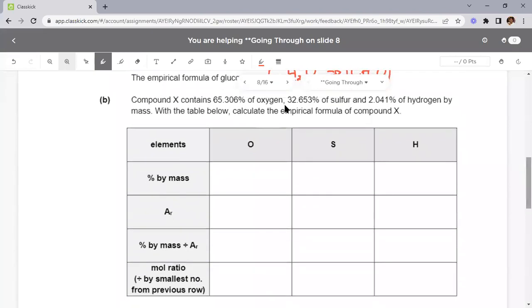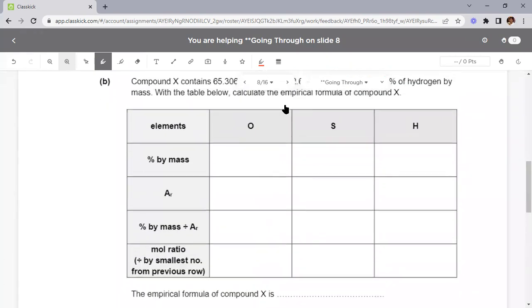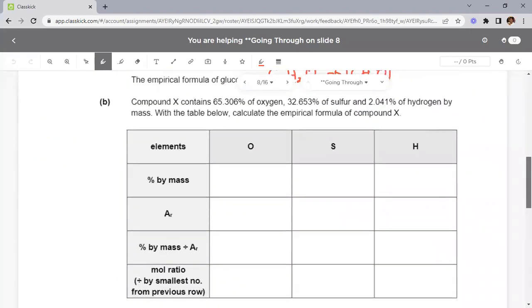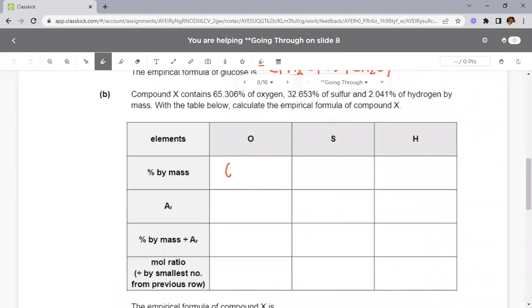Okay, so let's start doing. Let me give you another example to show you here. Let me now do it for you. This is 65.306. This is 32.653. This is 2.041. So I fill in the first row for you, based on whatever I've given.